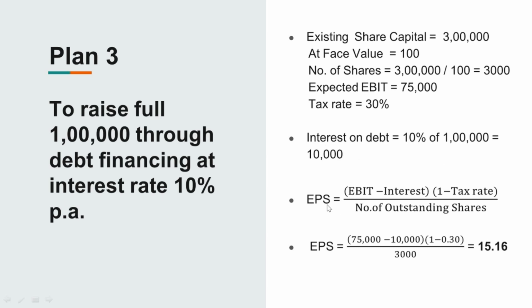Now, using the same formula, EPS here would be EBIT minus interest, times (1 minus tax rate), divided by the number of outstanding shares. So put down the values and we get the value for EPS. It would be 75,000 minus interest 10,000, times (1 minus 0.30, which is the tax rate), and the number of outstanding shares remains the same, that is 3,000, because no new equity shares have been issued. So it is the existing shares, that is 3,000. And thus we got the EPS value of 15.16.